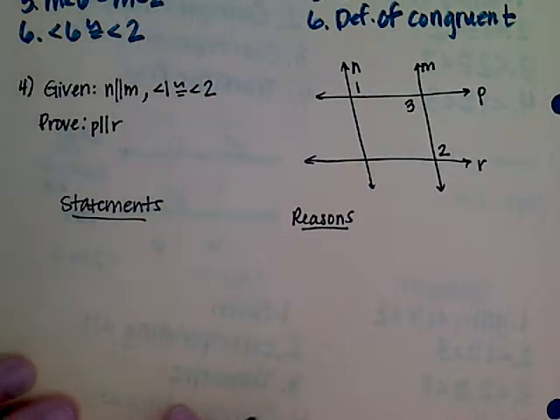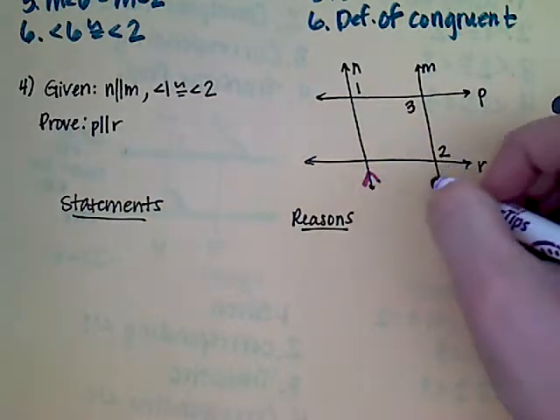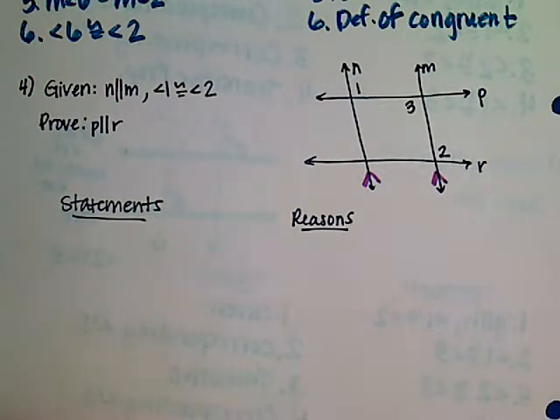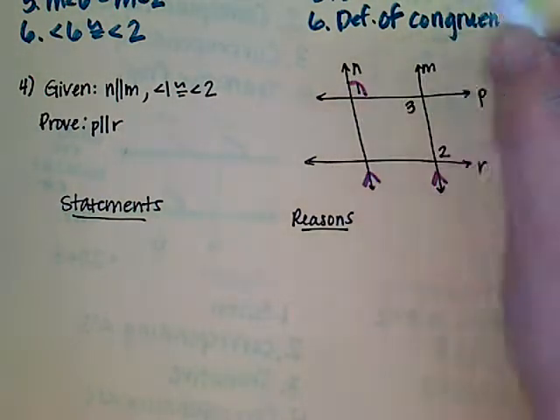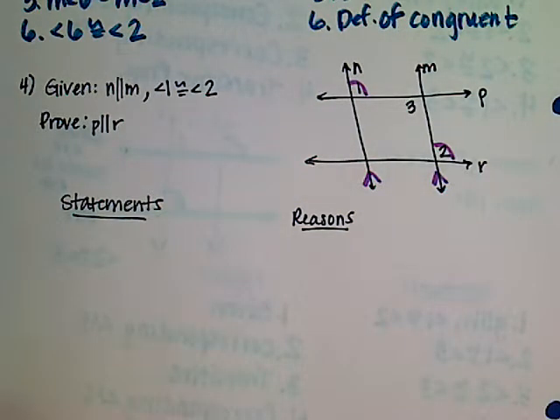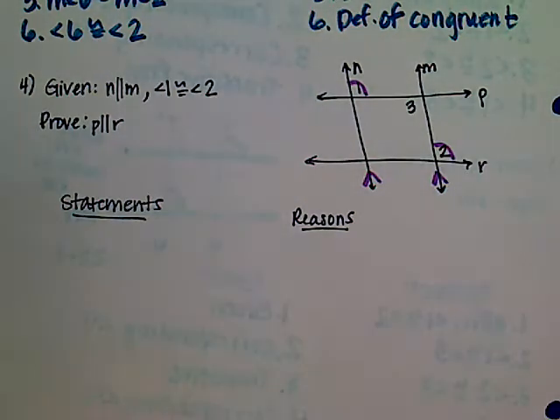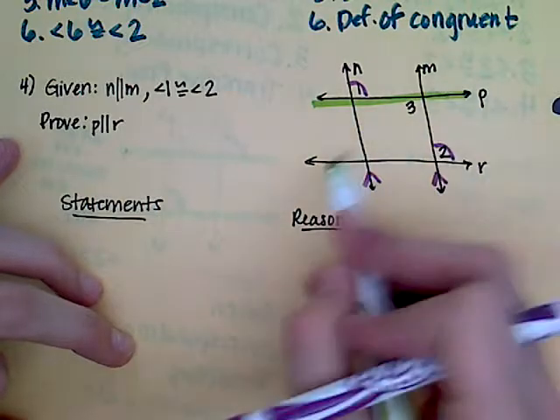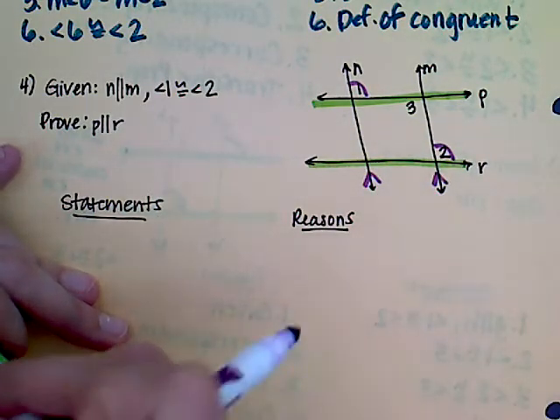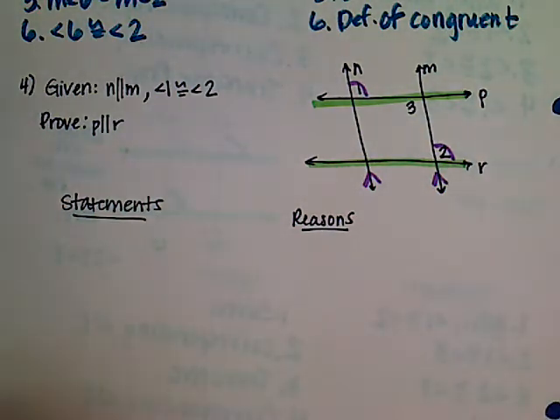In proof number 4, it's very similar to one of the proofs on the first page. We're told that n is parallel to m, that angle 1 is congruent to angle 2, and we want to prove that line P is parallel to line R. Remember, to prove that lines are parallel, we have to use one of those 5 relationships and show that they're equal or that they're supplementary, depending on what angle type you're talking about.